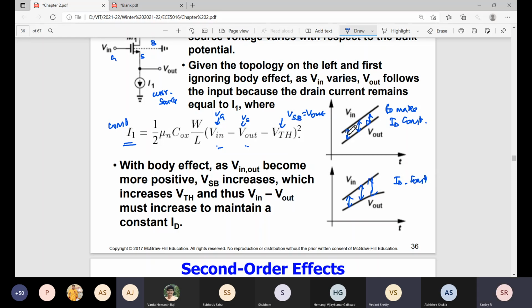So what is linear? Small segment. Whatever input you are applying, the same variation should be in the output wave. That means the difference should be constant. But now you can say this is a non-linear behavior. Why is non-linear behavior happening? Due to body effect. So what do you understand? Body effect will introduce non-linear behavior in the transistor characteristics.